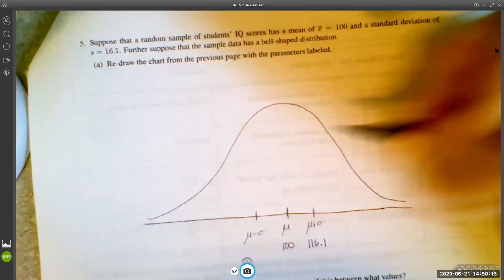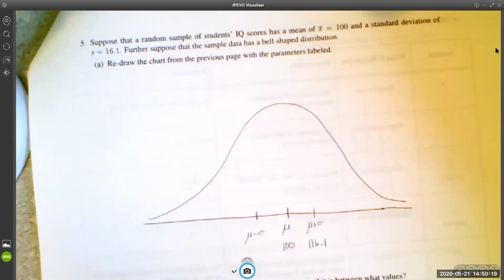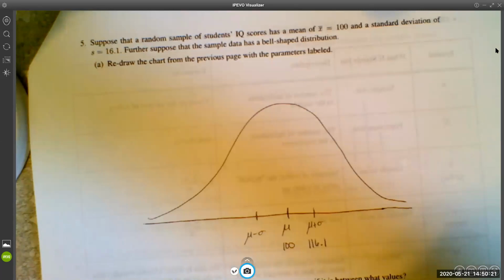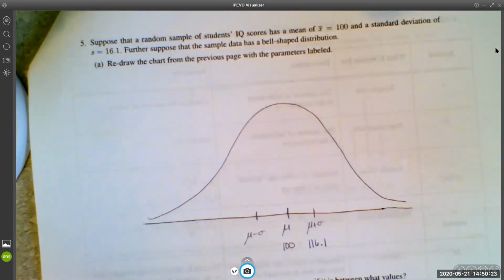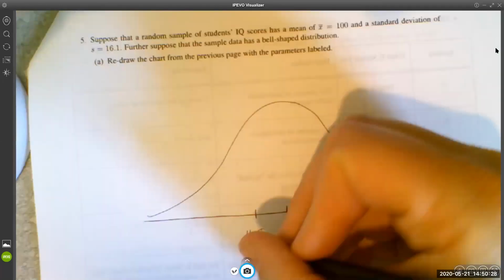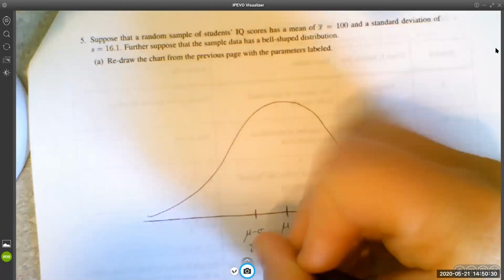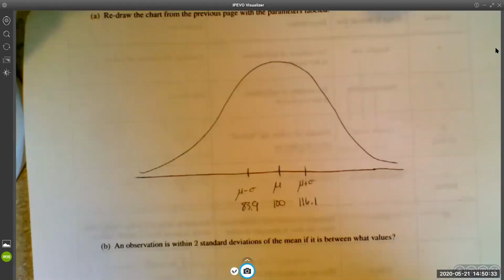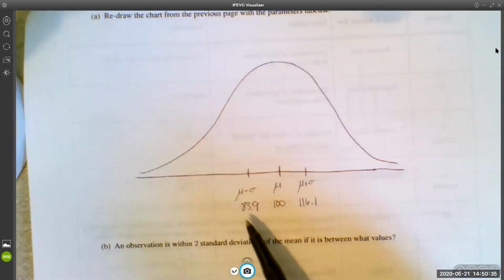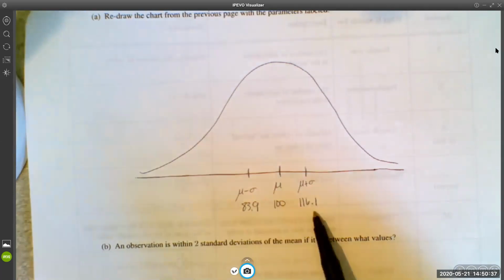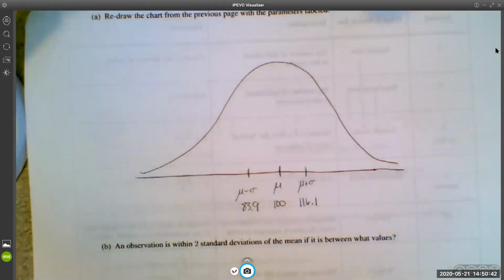1 standard deviation below the mean, mu minus sigma, would be 100 minus 16.1. 100 minus 16.1 is 83.9. So 83.9. Okay? So in other words, if you have an IQ score between 83.9 and 116.1, then you are within 1 standard deviation of the mean IQ score.